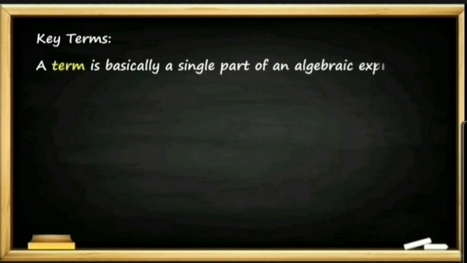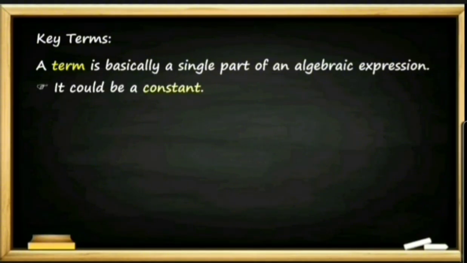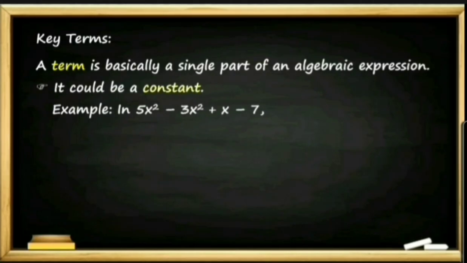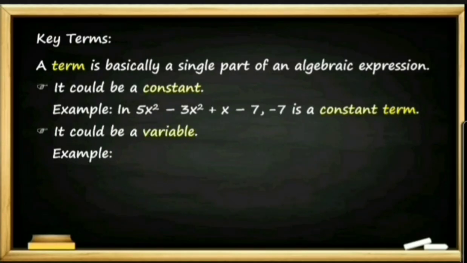Before we dive into simplifying, let's talk about some key terms you'll need to know. A term is basically a single part of an algebraic expression. It can be a few different things. It could be a constant. For example, in 5x squared minus 3x squared plus x minus 7, negative 7 is a constant term. It could also be a variable. For example, in the same expression, x is a term.